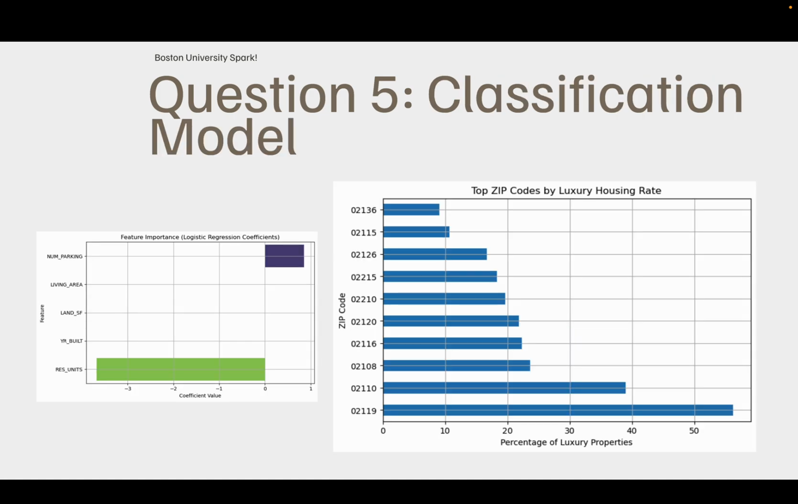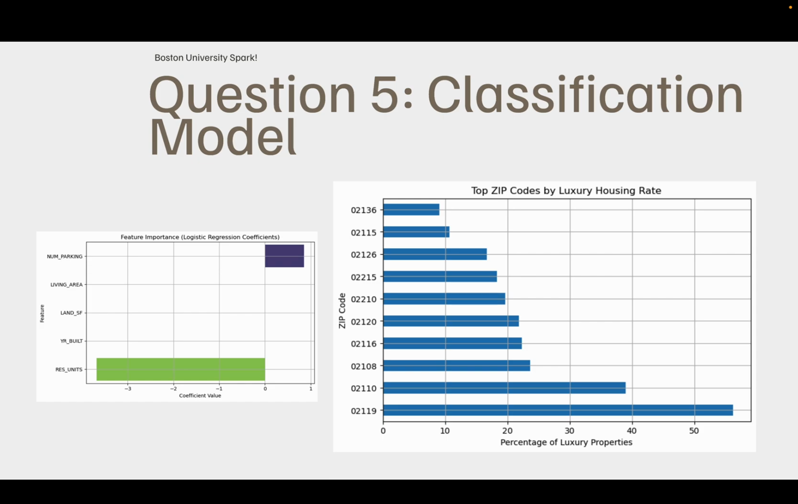To extend the analysis, we built a logistic regression model to classify whether a 2024 student property is luxury. We used features like land size, living area, year built, number of units, and parking spots. The model achieved 94.8% accuracy, with non-parking being the most influential predictor. We also mapped out luxury housing by zip code. Surprisingly, Roxbury, zip code 02119, had the highest predicted concentration of luxury student housing, more than Beacon Hill or downtown.